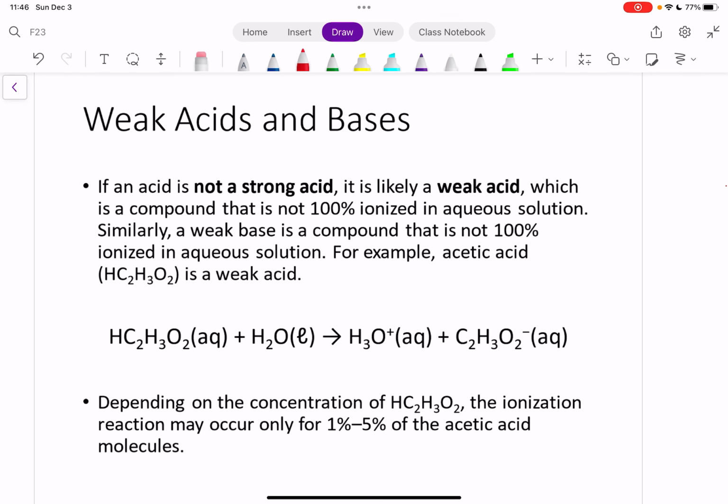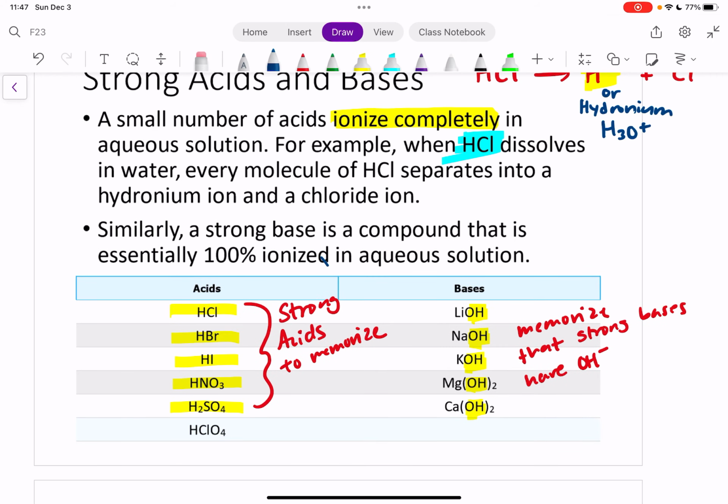Now, if anything is not a strong acid or a strong base, then it's a weak acid or a weak base. And what does that mean? That means that the compound is not 100% ionized in aqueous solution. So if I ask you if a compound is a strong acid or a weak acid, and it's not on the list of strong acids that I've asked you to memorize, then it's not a strong acid and you can call it a weak acid. If I'm asking you if it's a strong base or a weak base, and that base is not on this list, then it's not a strong base and it must be a weak base.